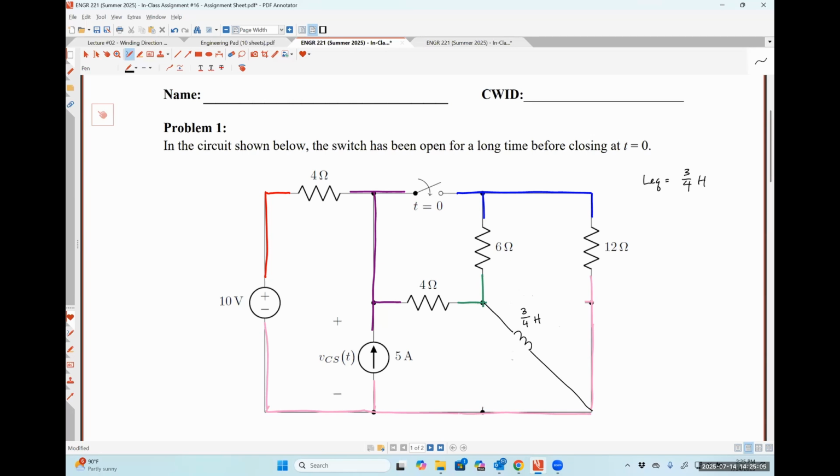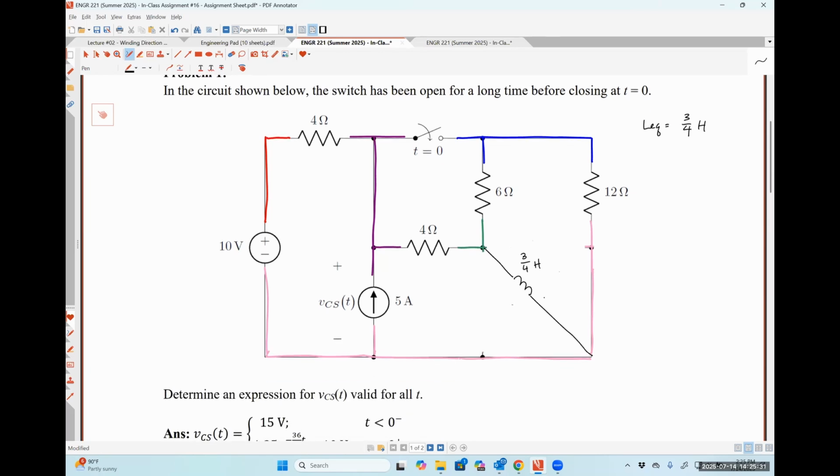But because we're at DC and both of those inductors are behaving like short circuits, we really can't do anything unless we lump them together. Okay. All right. So I need to know what's going on with my inductor current at a minimum at t is equal to 0 minus so that I know what's going on in later steps. So I'm just going to choose my inductor current to be flowing diagonally down and to the right, like so. And now I'm ready to start my analysis.